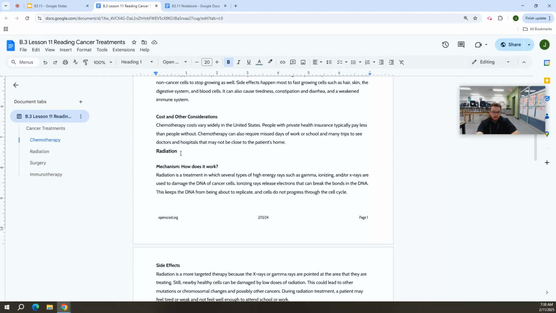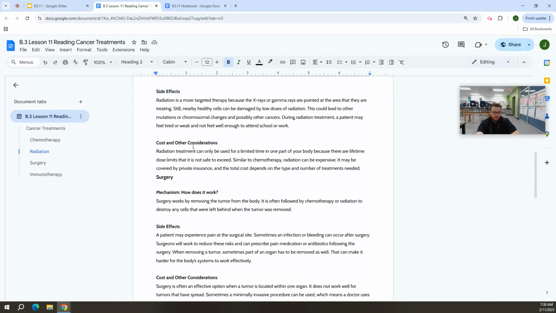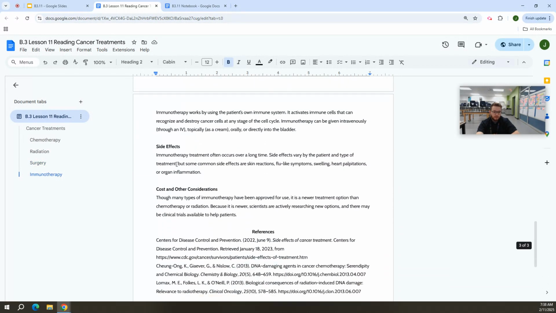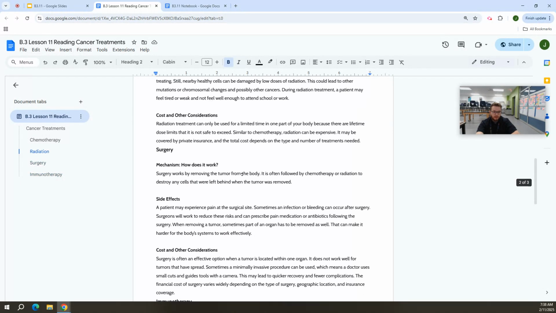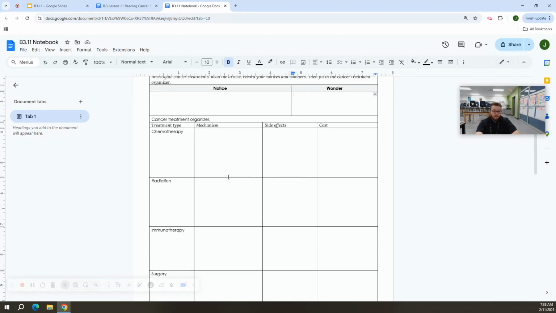And then we move into radiation, which is our second cancer treatment here. Again, we'll go into the mechanism, how it works, side effects, costs, and considerations. And then we have surgery, immunotherapy, and that is it. And then these are just the references, okay? As you and your groups read about that, you're going to do what you notice and wonder here first, okay? And then you're going to fill in this table, our cancer treatment organizer.